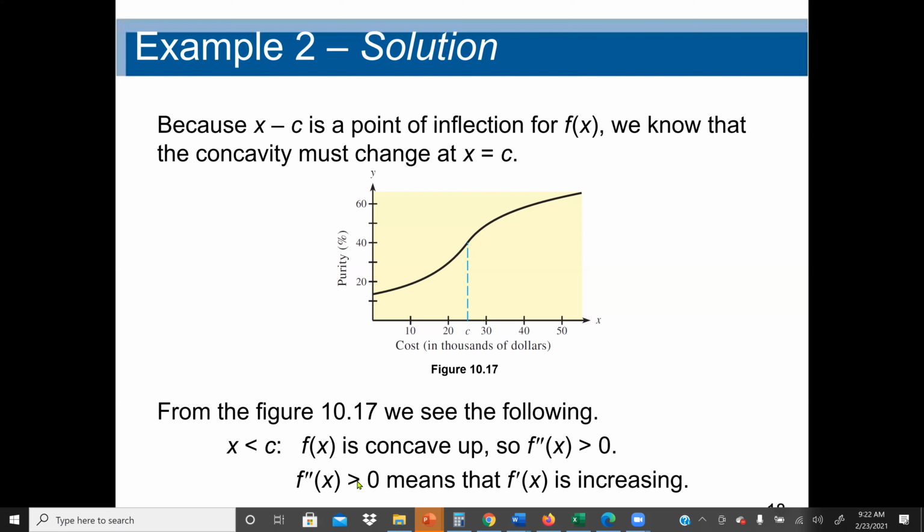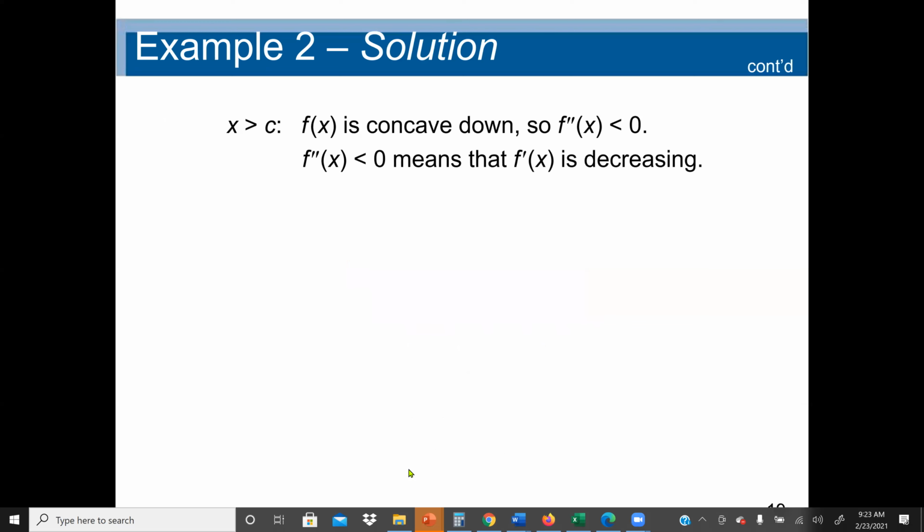Then the second derivative being greater than 0 means that the first derivative is increasing. The first derivative will be increasing, so it has to be positive in the increasing interval. Otherwise, we say F at X is concave down. So the second derivative F at X will be less than 0. And if it's less than 0, that means the first derivative is decreasing.